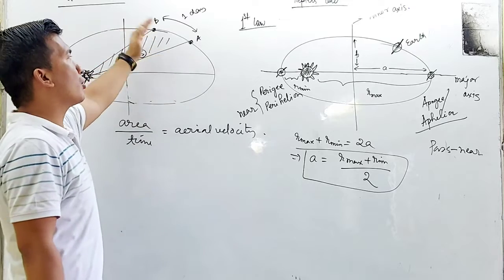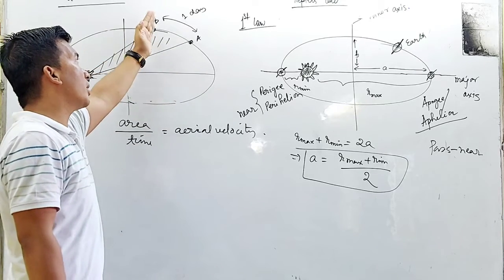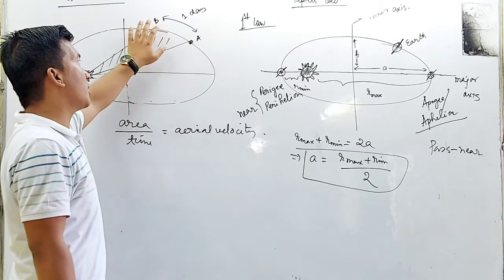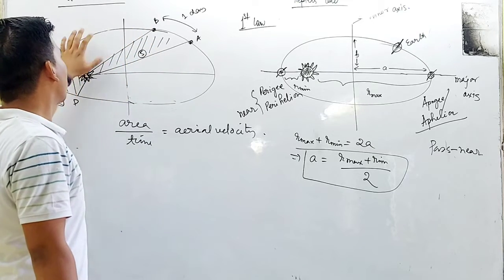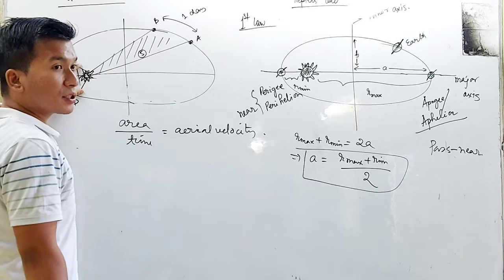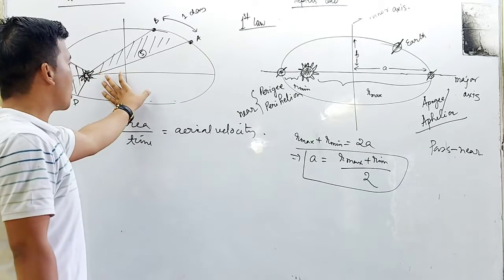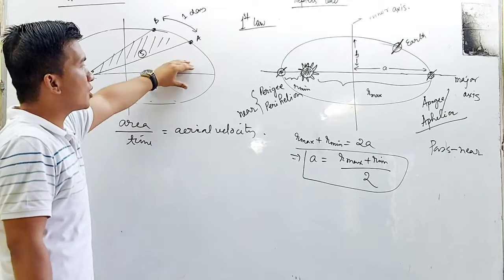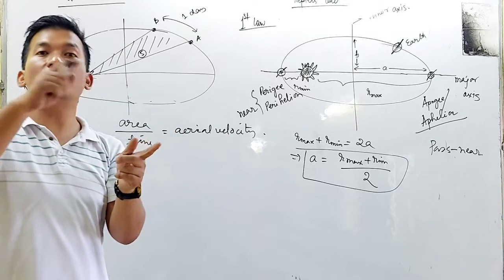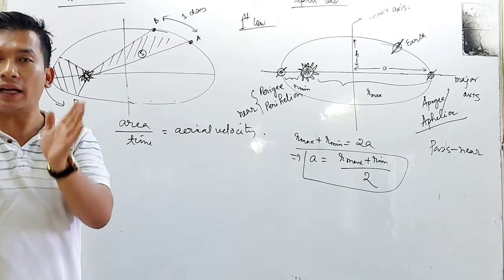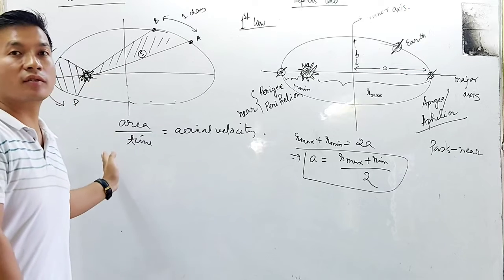The area that is swept by the planet in a given duration will remain constant. If this is 5 square meters, then at this position it will also be 5 square meters, at this position also 5 square meters, and at this position also 5 square meters. For a given duration, the planet will sweep the same area with respect to the sun.